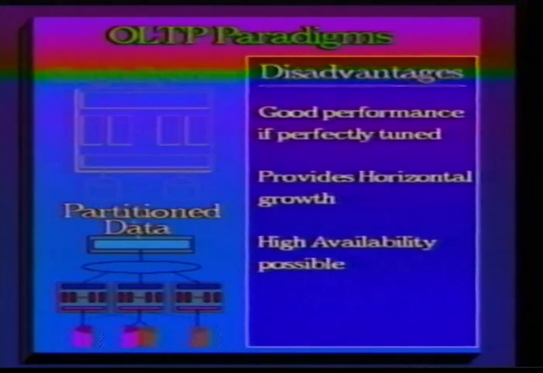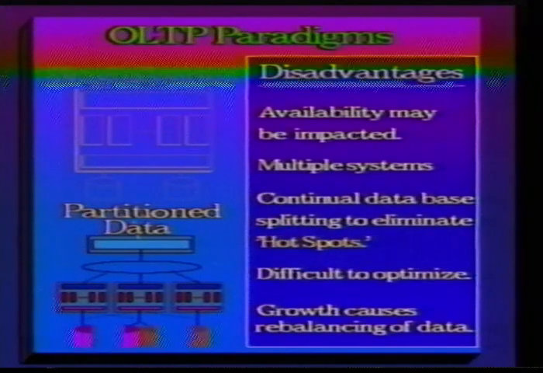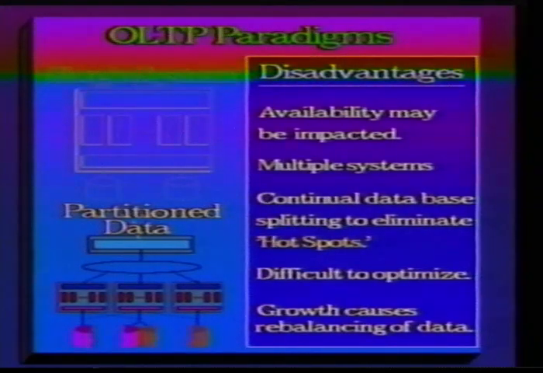Some disadvantages of this approach are repartitioning the database can impact availability. Multiple systems have to be managed. The job of the transaction router is complex. As certain partitions become more heavily used than others, that is, hotspots, splitting the database is required, which then changes the router's logic. Hotspots in transaction arrivals can also require that you repartition the database. Detecting and fixing these problems is labor-intensive.